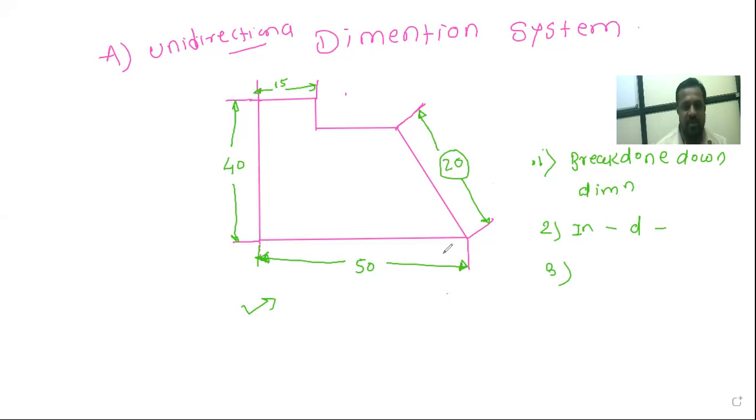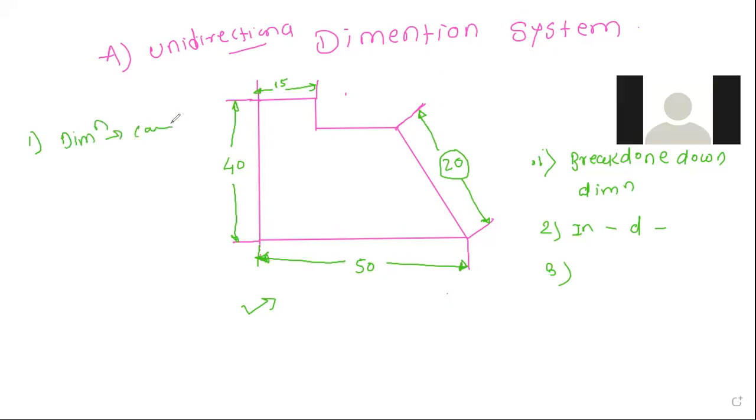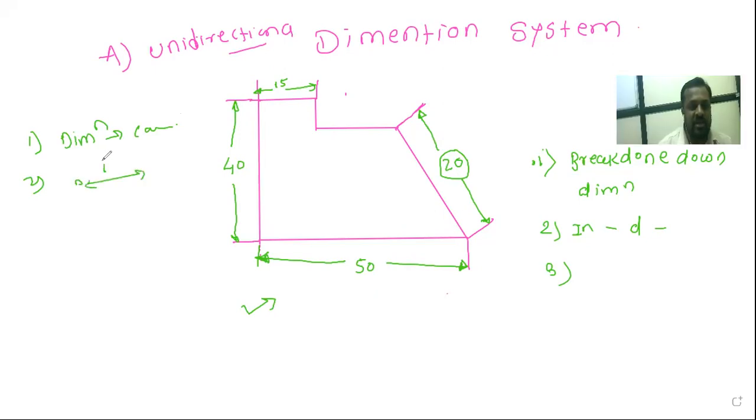Okay, you have to remember in this manner. And for the aligned system, what are the points for the aligned system? Our dimension line should be continuous. There is no breakdown, and we have to show the dimension number above the dimension line, like this.